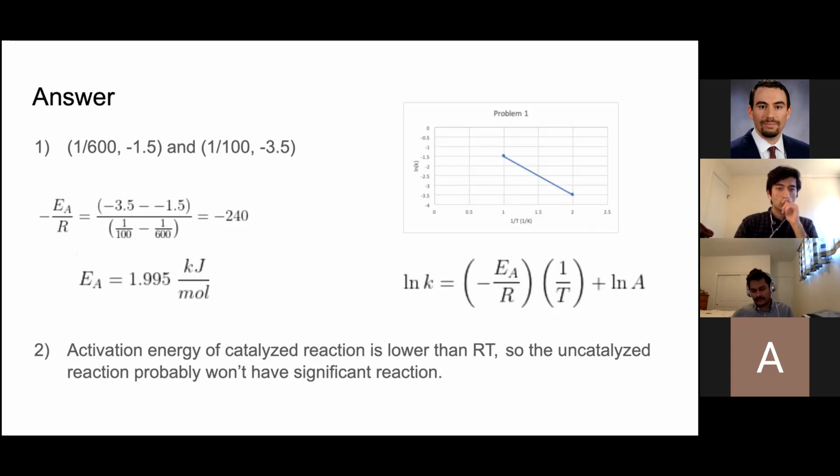And then for the second part of the question, this was for the catalyzed reaction. Do you think the uncatalyzed reaction will have any chance of happening at RT equals 2.5 kilojoules per mole? Because the catalyzed reaction activation energy is so much lower than the value of RT, we can also say with pretty good certainty that the uncatalyzed reaction won't happen significantly. So yeah, that's all I have for now. Are there any questions?